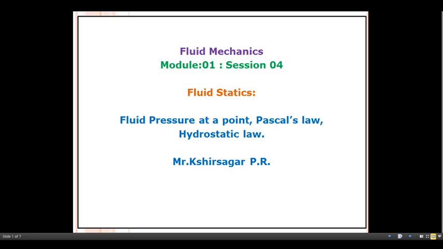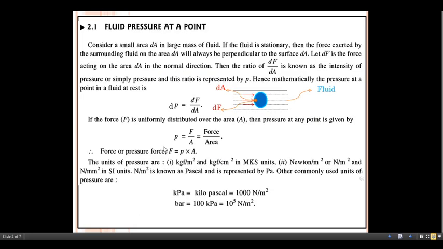In today's session, we learn about fluid pressure at a point, Pascal's law, and the hydrostatic law under fluid statics. So let us start with fluid pressure at a point.